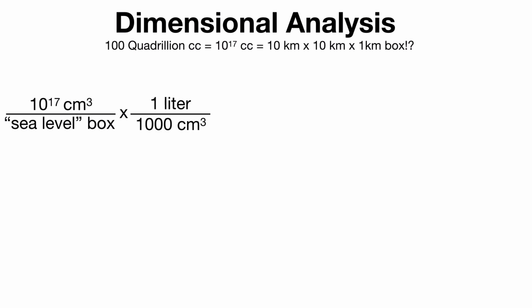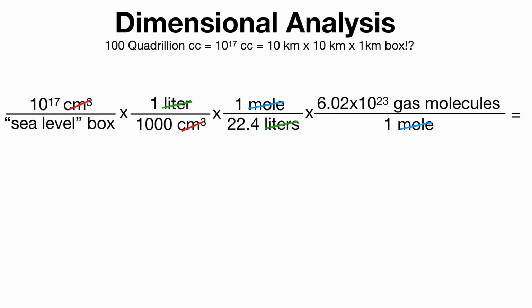And we first want to convert cubic centimeters to liters. So there's 1,000 cubic centimeters, or otherwise known as a milliliter. And that cancels out cubic centimeters. Let's go 22.4 liters per mole. And finally, we use Avogadro's number to come up with the total number of gas molecules.